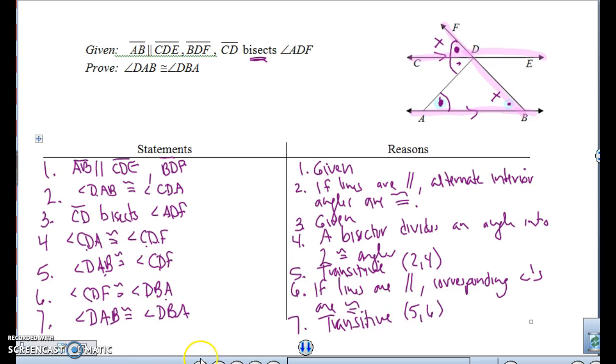So we proved it. Is this the only way to prove this? No, there's other ways we could prove it, but this is just one way. So we used parallel lines, alternate interior angles to get these two angles congruent. And then we used corresponding angles to get these two angles congruent. So you can use any kinds of angles that you have as long as your lines are parallel.